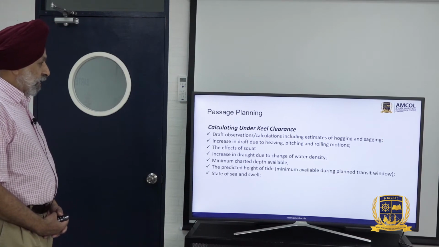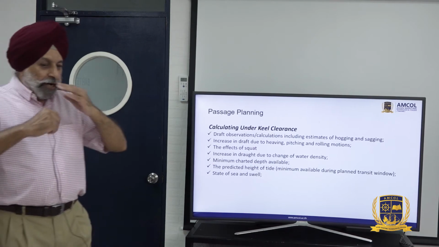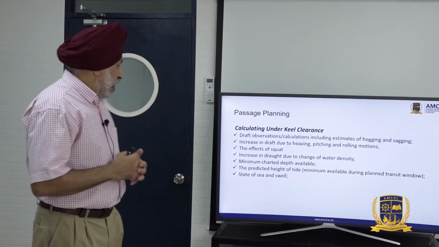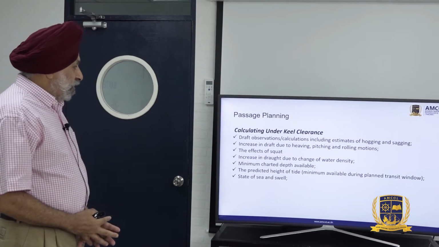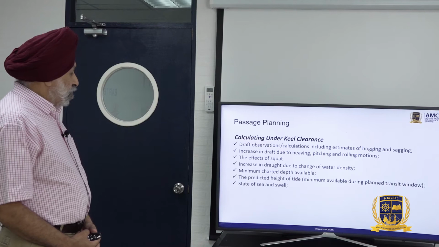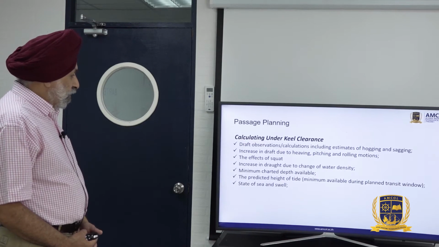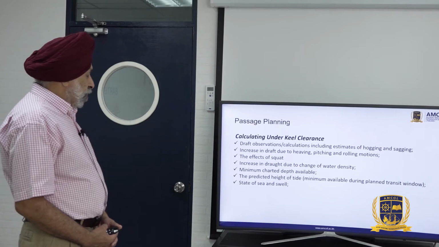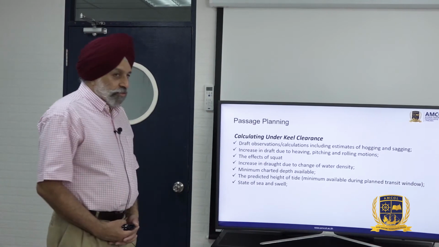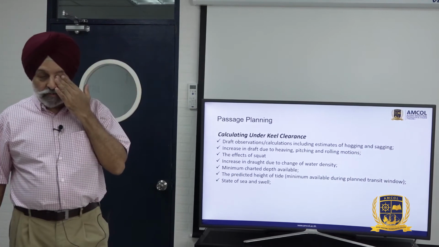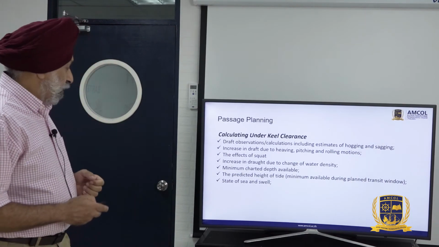Calculations include hogging and sagging. That means how the ship is behaving. Is the midship draft more or midship draft less? Increase in the draft due to rolling and pitching because of weather. Effect of squat. Increase in draft due to density. Minimum charted depth and tidal height, and also the weather condition. These are the things you need to take into account when you are calculating the draft or the underkeel clearance.